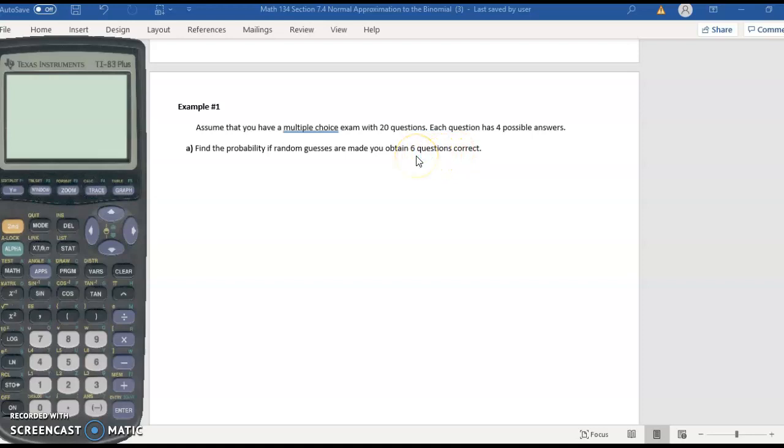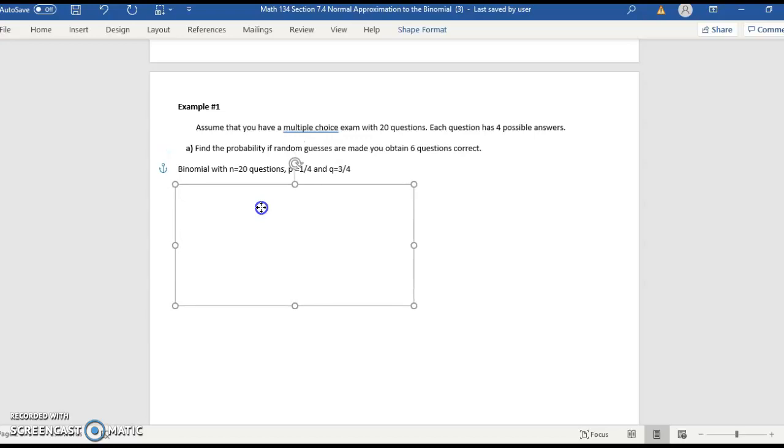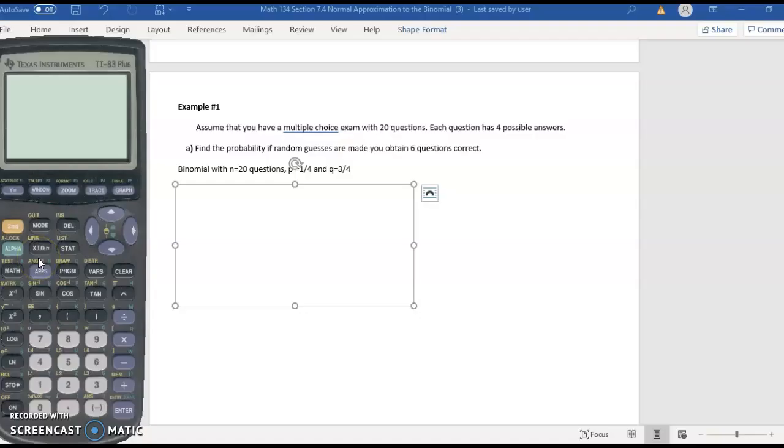Now, you're only using the normal if you're asked. If not, you're just going to use the actual binomial problem. So in this particular case, we're dealing with a binomial problem with 20 questions. Remember that P represents the probability of success, so you only have 4 questions. Therefore, the probability of success is 1 out of 4, and Q is basically the failures, or 3/4.